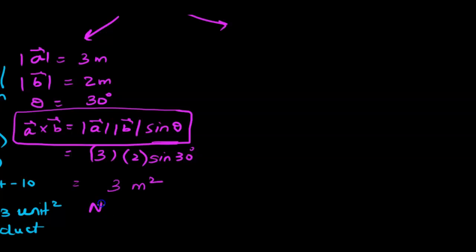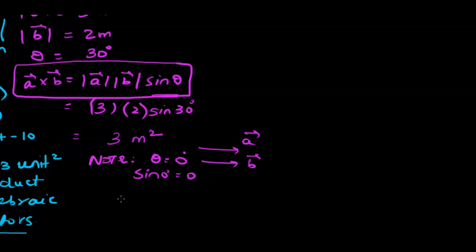In this case, we have to note that if two vectors are parallel, so let's say this is vector A and vector B, these two are parallel means the angle between them is 0 degrees and sine 0 degrees is 0. So if the two vectors are parallel, their cross product is 0. This is another important thing that we have to keep in mind. And how is it different from the dot product? Dot product is 0 when the two vectors are perpendicular. Cross product is 0 when the two vectors are parallel.